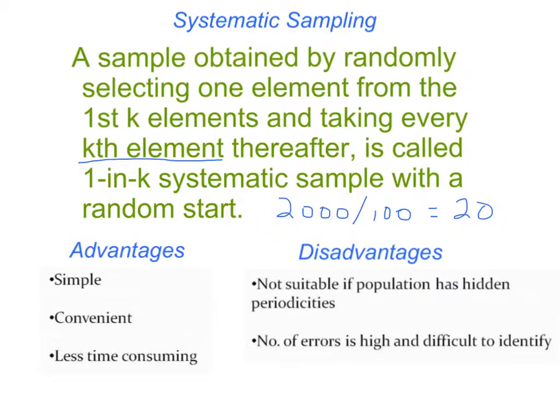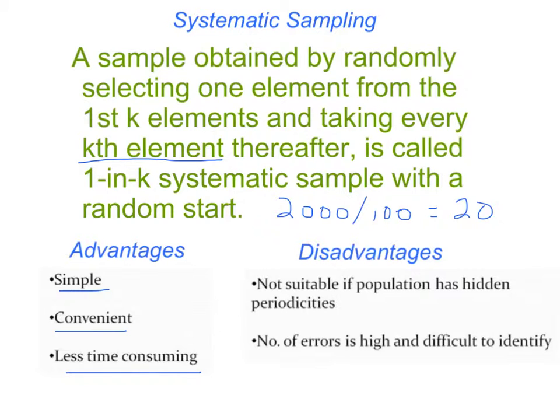The main advantage of using systematic sampling is its simplicity. It allows the researcher to add a systematic element into the random selection of subjects, yet it is very easy to do. Another advantage of systematic sampling is that it is very convenient and that it is less time-consuming.